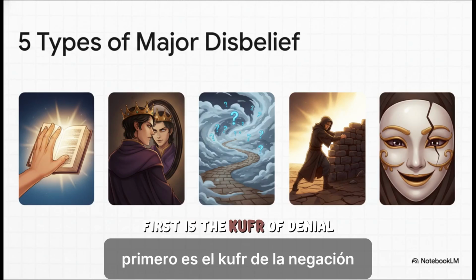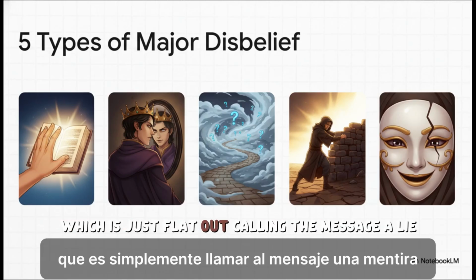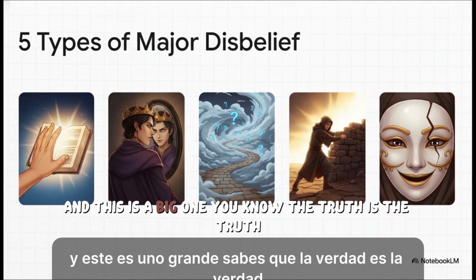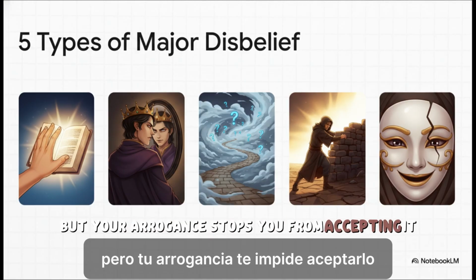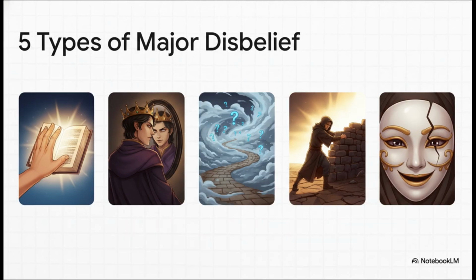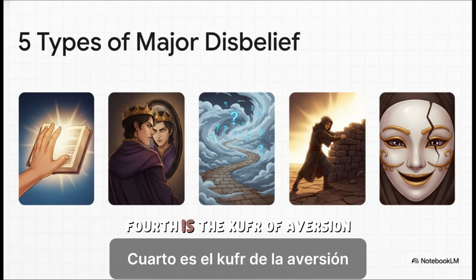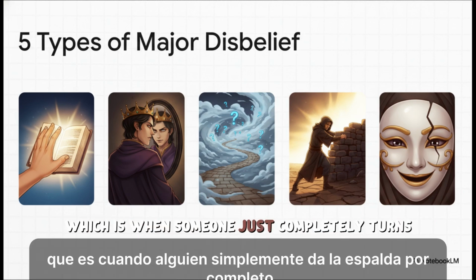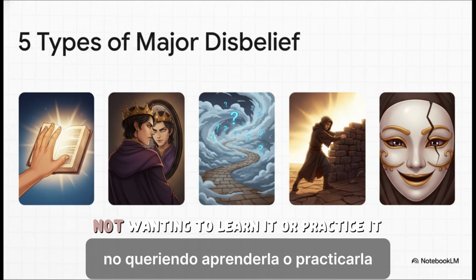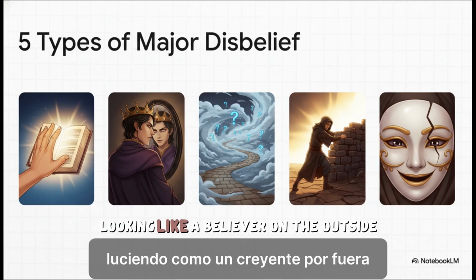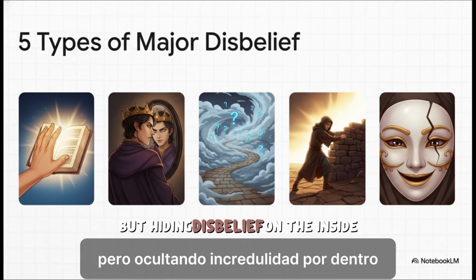First is the kufr of denial, which is just flat out calling the message a lie. Second is the kufr of pride, and this is a big one. You know the truth is the truth, but your arrogance stops you from accepting it. Third is the kufr of doubt, which means a fundamental lack of conviction in the basics of the faith. Fourth is the kufr of aversion, which is when someone just completely turns their back on the religion, not wanting to learn it or practice it. And finally, the kufr of hypocrisy, looking like a believer on the outside, but hiding disbelief on the inside.